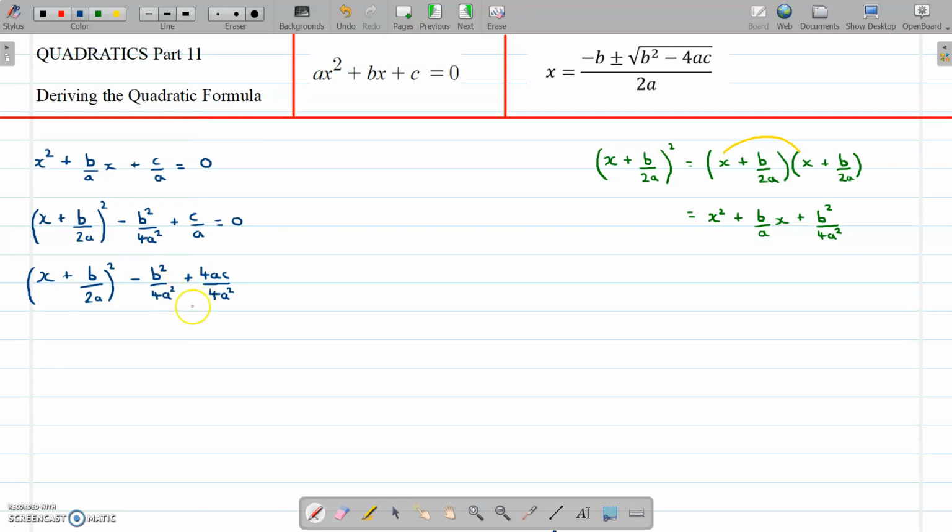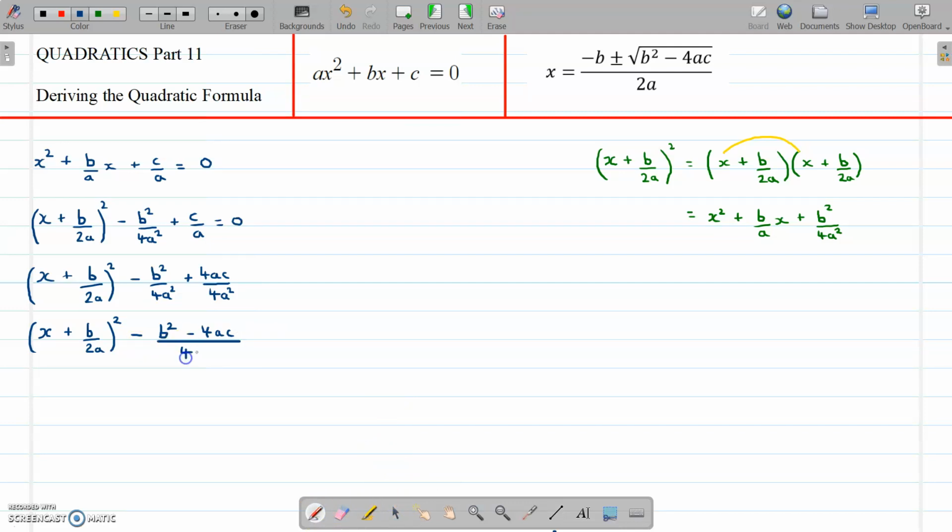And the reason I'm doing that is I can combine these into a single fraction. So I get next this, okay? Now you just have to be very careful at this next step, and you'll see what I'm going to do. I'm going to put a minus sign there, and I'm going to put b squared minus 4ac, okay? And all of that is going over to 4a squared, okay? 4a squared.